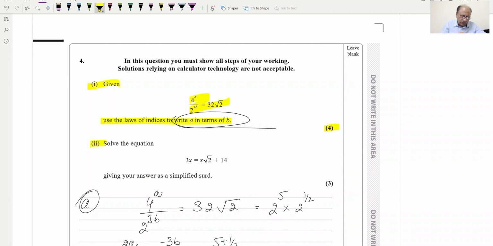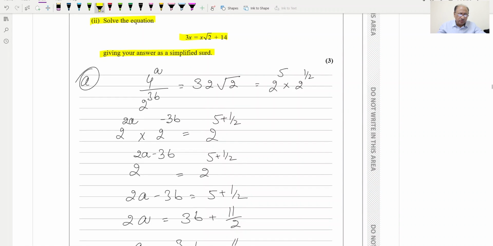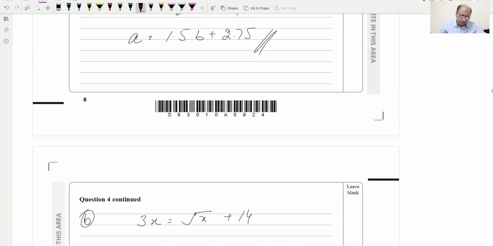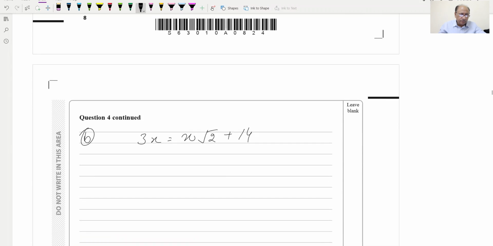And the second part is to solve the equation and give your answer as a simplified surd. So we can take the given equation, which is 3x is equal to x root 2 plus 14. Now we can shift this x root 2 to the other side, so it will be 3x minus x root 2 is equal to 14. We can take x common from this side, so it will be 3 minus root 2, and x common is equal to 14.